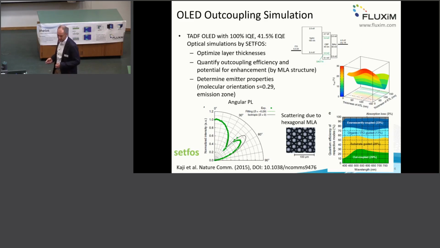So that's what Balthasar was just showing in the other room. But this Japanese group was measuring angular PL and then doing fits, and you see the dashed green line fits this data and thereby confirms the angular orientation. So this indicates that for doing OLED optical modeling, you need to define the layer thicknesses and refractive indices of each layer. You may or may not add a microlens array externally, and you also need to define whether the emitting dipole is more isotropic or more preferentially oriented.